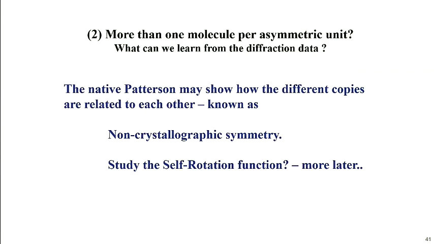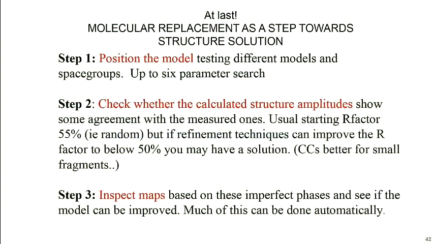And then I'll come back to this later, but there's another thing you can deduce from the native Patterson. Even if they're not related by translation, we can perhaps work out how different copies of the molecule are related relative to each other. And we might find that we've got a GroEL with a 7-membered ring of molecules or something. But I'll talk about the self-rotation in a bit.